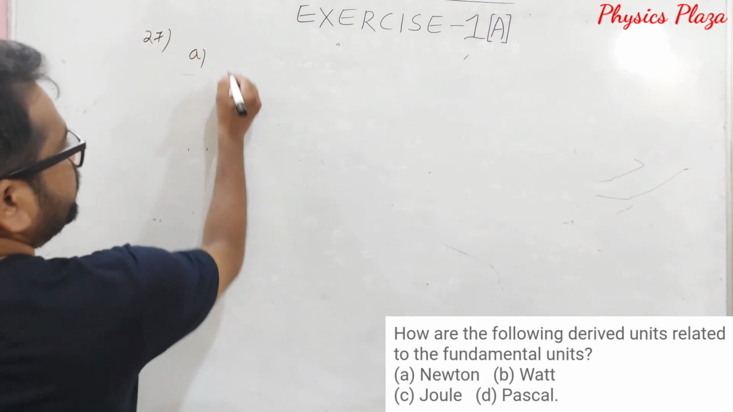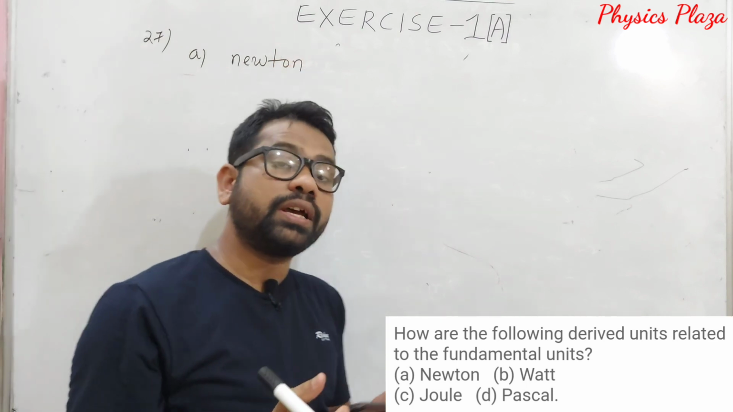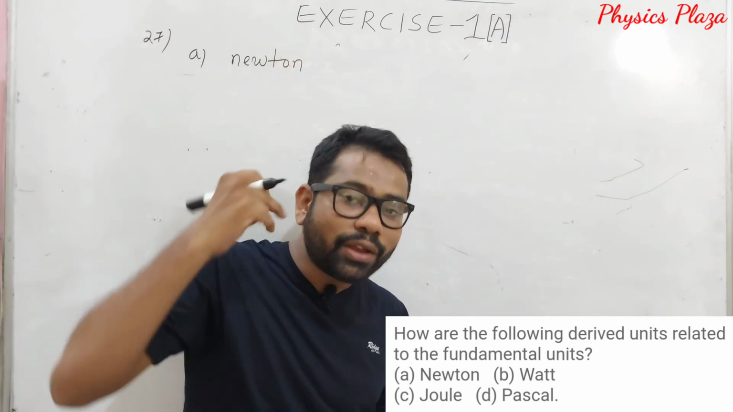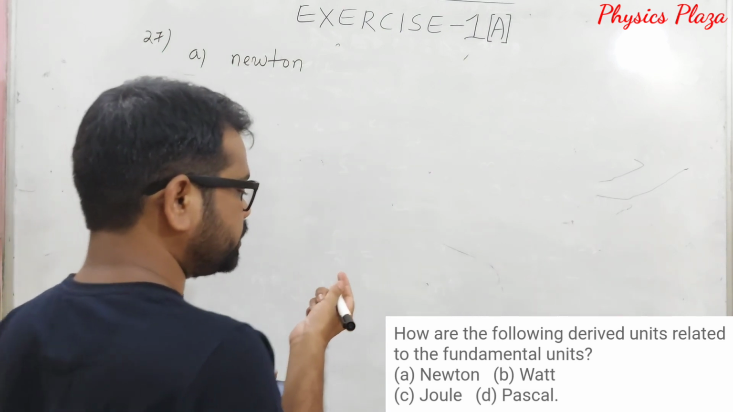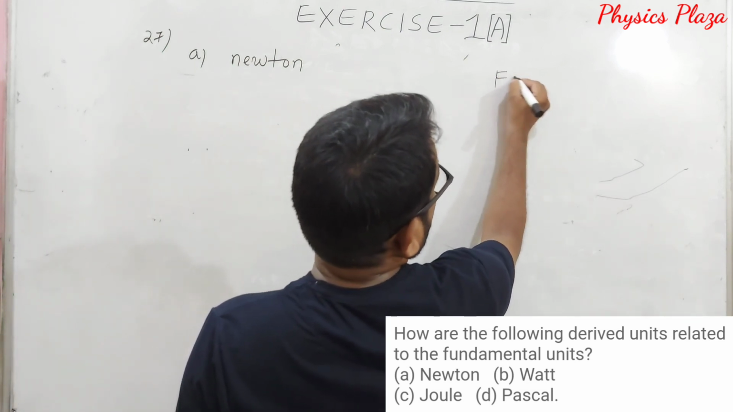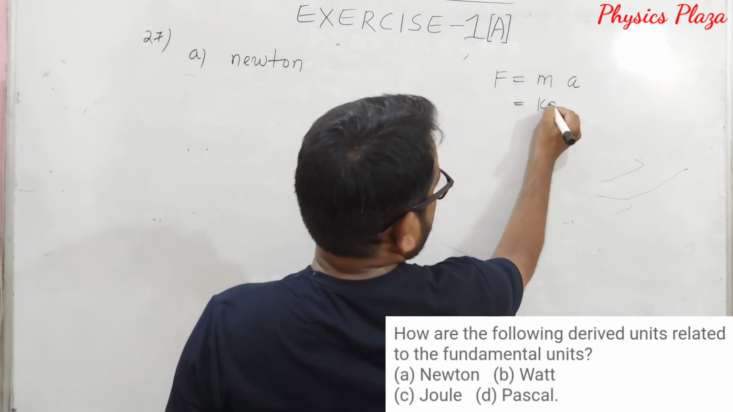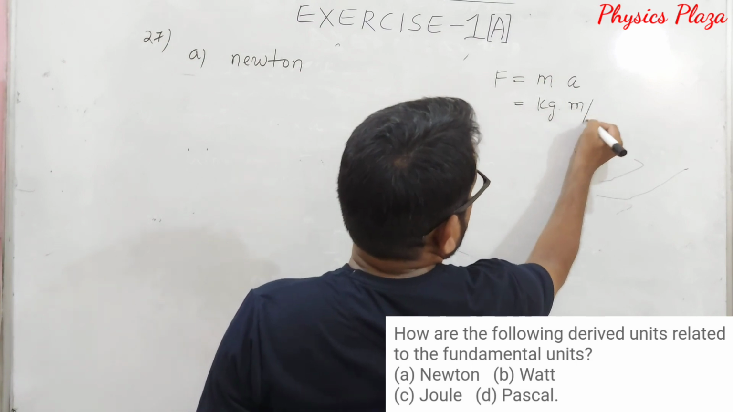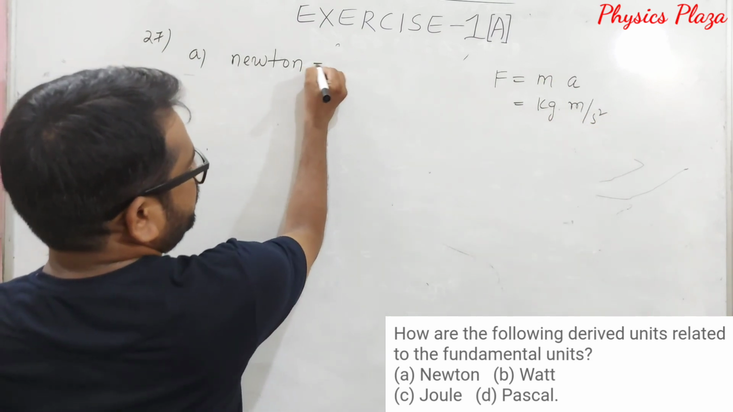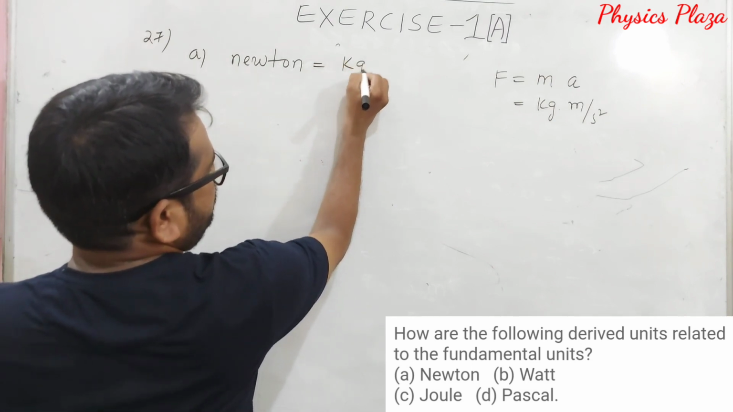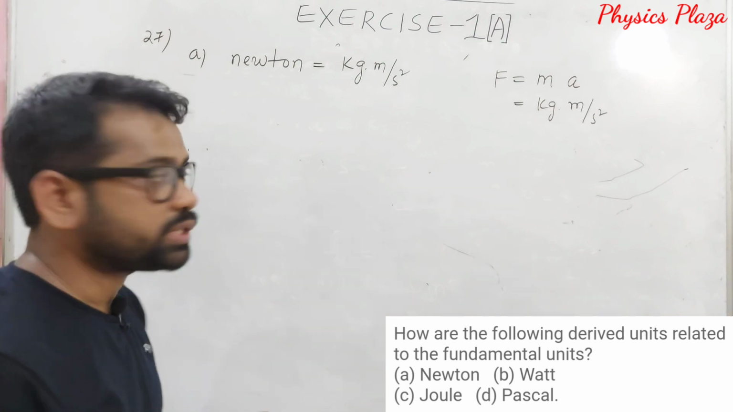Question number 27A. A is Newton. Children, Newton is a unit of what? Force. So just recall the formula of force. It is F is equal to ma, where mass is in kg and acceleration is in meter per second square. This is what we call the Newton. So here Newton is kg meter per second square.